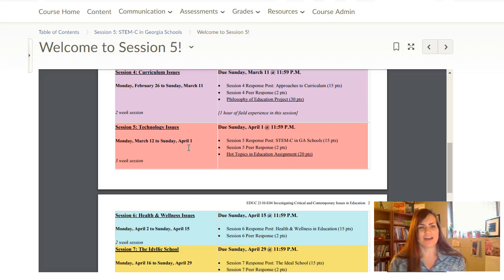Session number 5, hot topic response post to STEM in education. So we're looking at essentially science, technology, engineering, and math, or more specifically computer science and coding in education, whether that needs to be included in curriculum, into electives, why or why not, and then of course should it be included in elementary school, middle school, or high school, where does that have a place? Respond to your peer, and then of course the hot topics in education assignments.